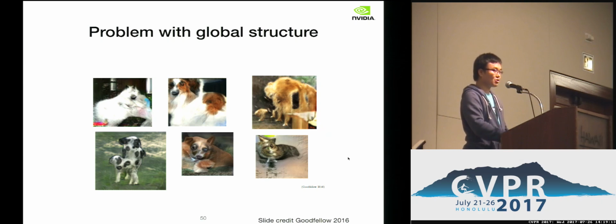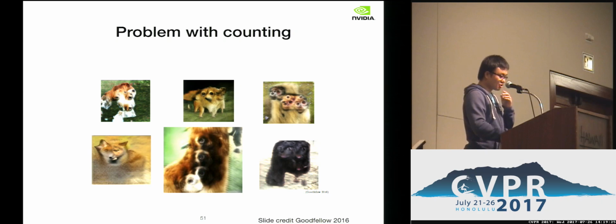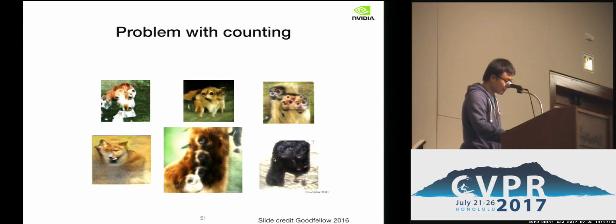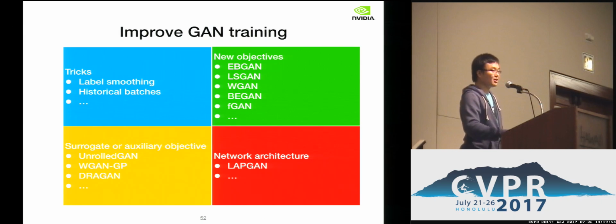So it still lacks global structure. By the way, this is the generation model trained on the ImageNet dataset. So it also has a problem with counting. For example, we have monkeys with 3 heads and many eyes, and I think this is probably a dog with 3 heads. So again, locally it could look like a real image, but globally it doesn't. So this is one of the problems.